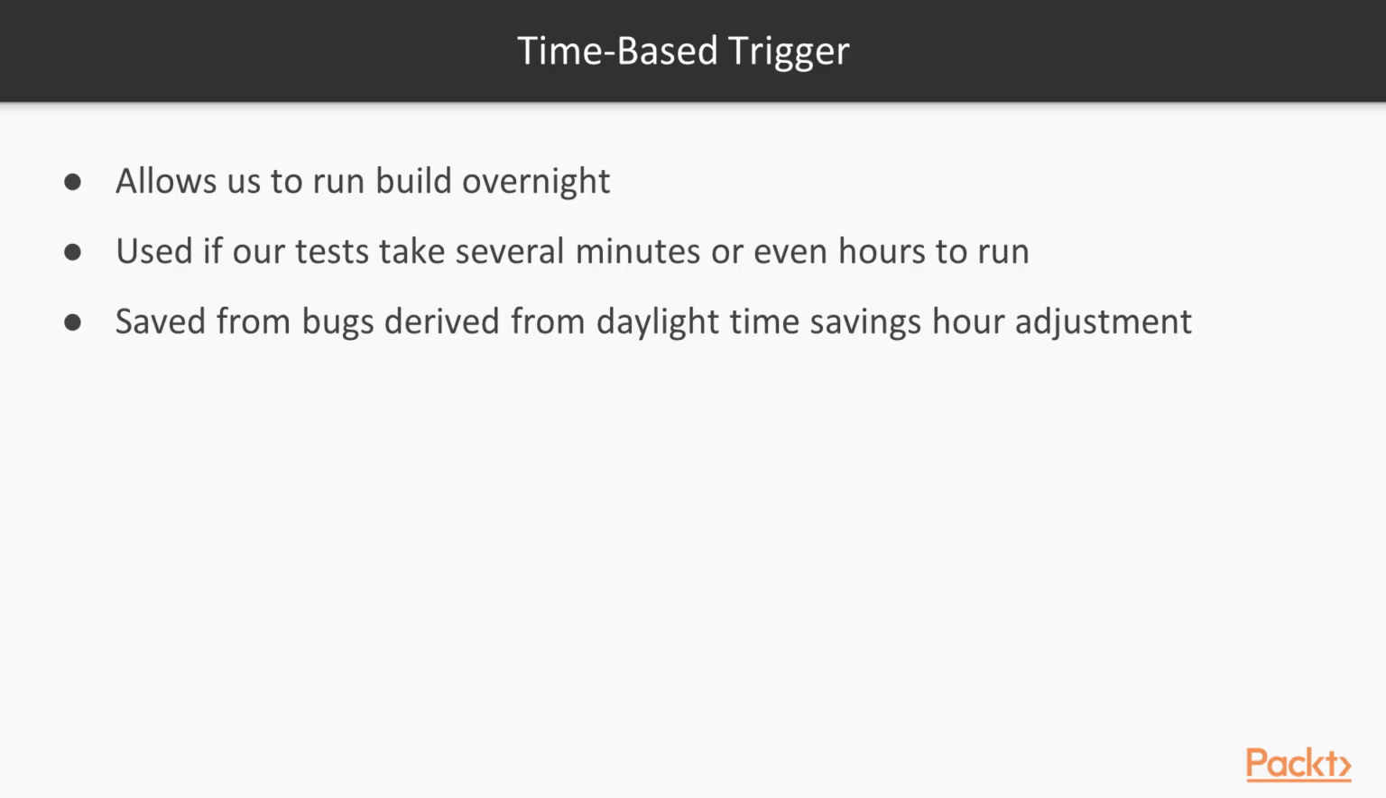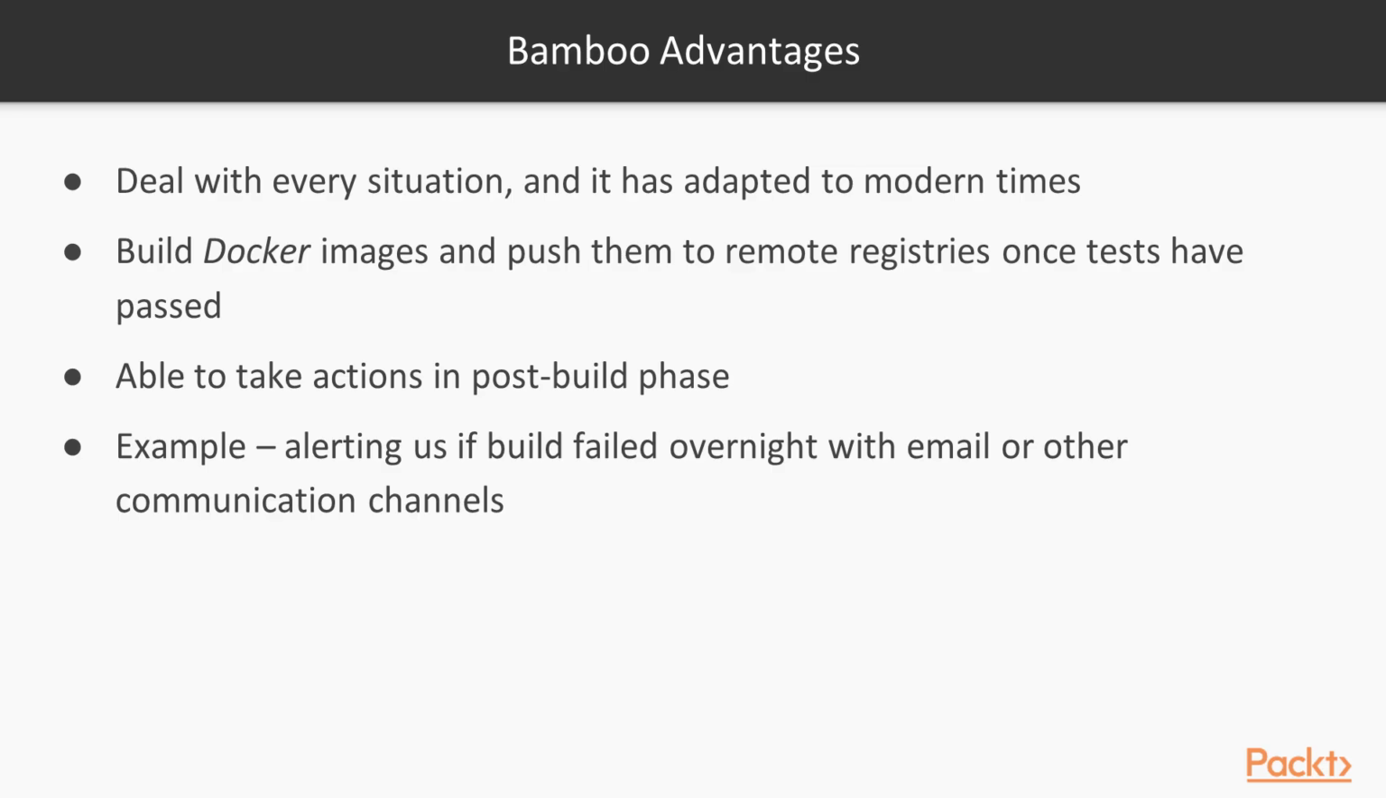Another interesting type of trigger is the time-based one. This type of trigger allows us to run the build overnight. So if our tests take several minutes or even hours to run, we can do it when no one is using the server. This type of trigger has saved me from bugs derived from the daylight saving time hour adjustment, causing some tests to fail due to code fragments not handling the change across different time zones well.